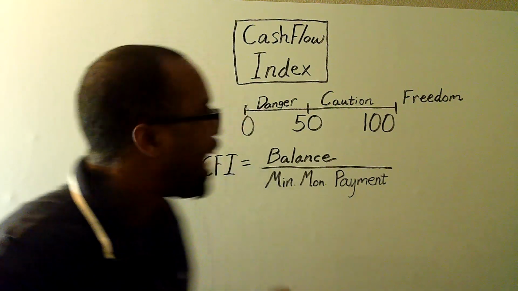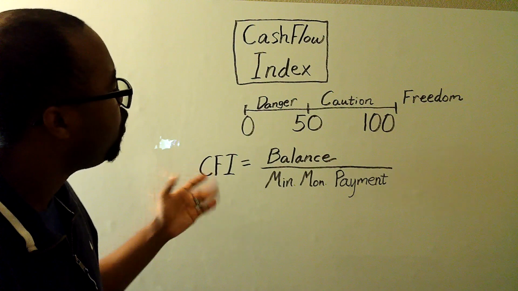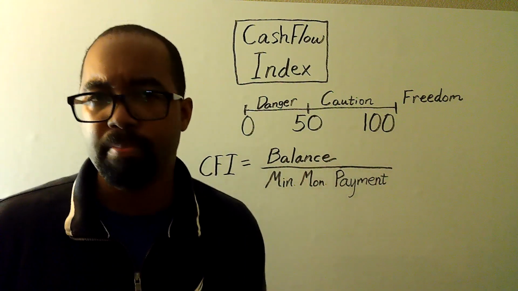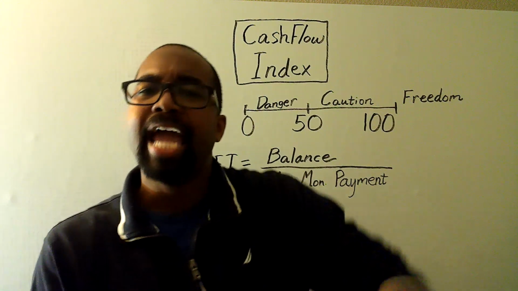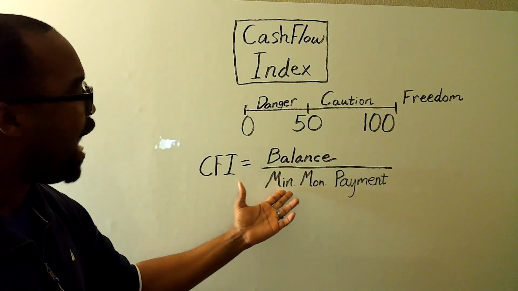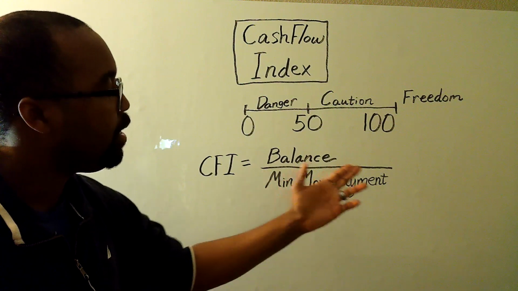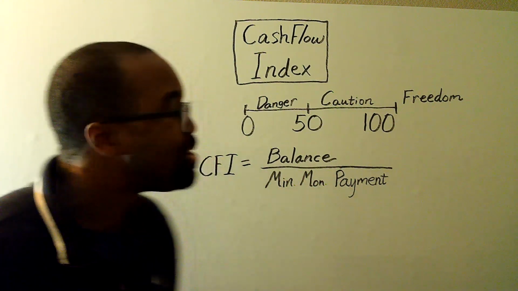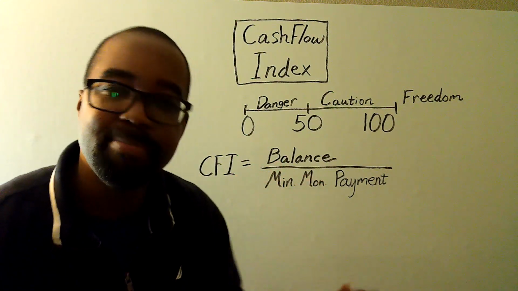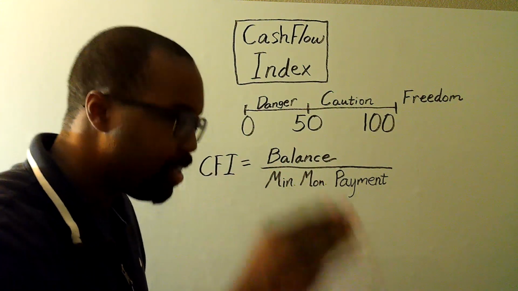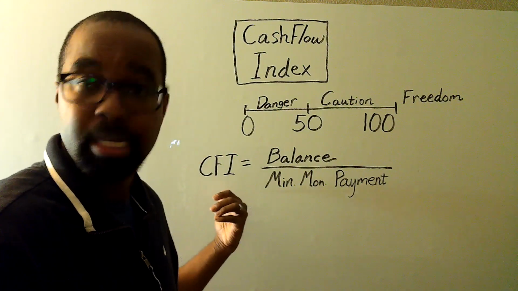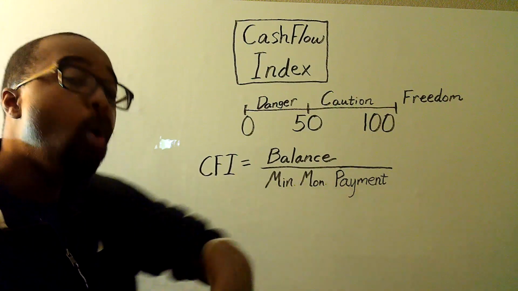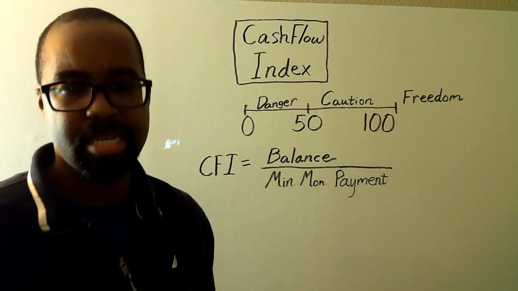The cash flow index formula reads like this. You're going to take your loan balance and divide it by your minimum monthly payment. I call it the minimum monster. You're going to take your balance, divide it by the minimum monster, and you're going to come forth with a number. That number is going to be your CFI, or your cash flow index.